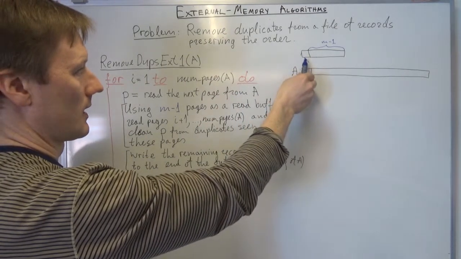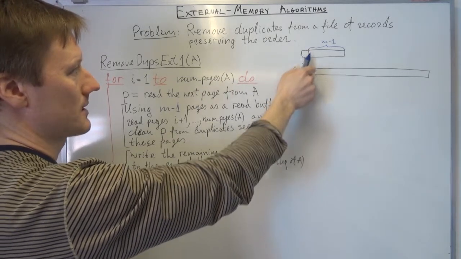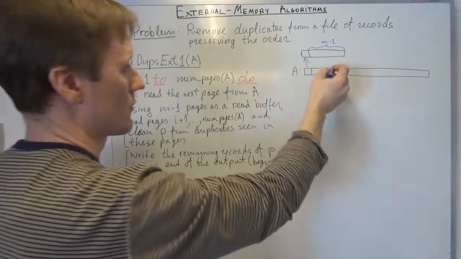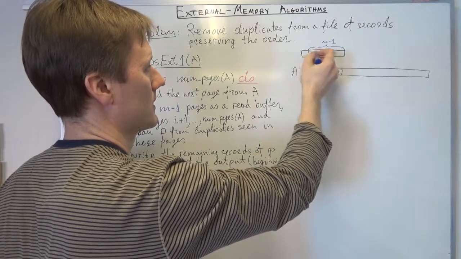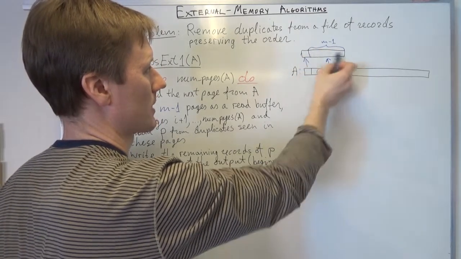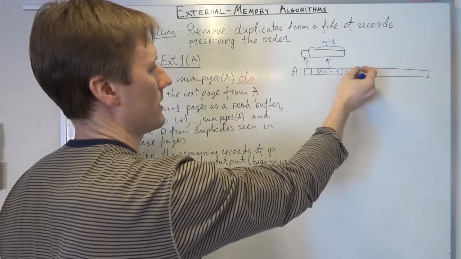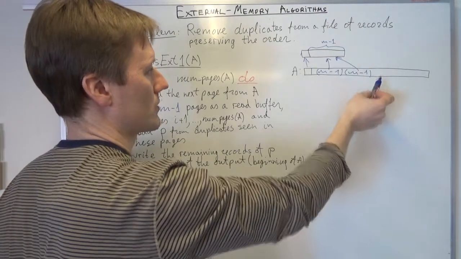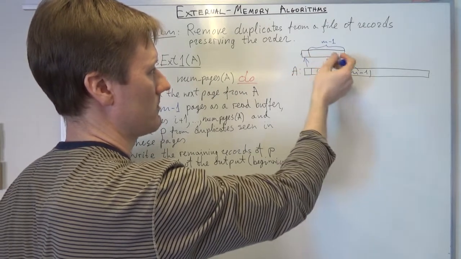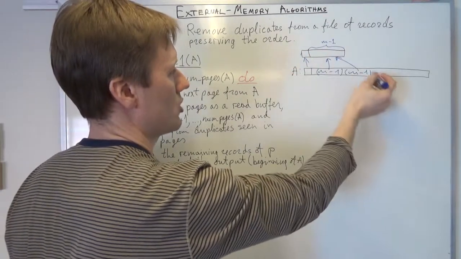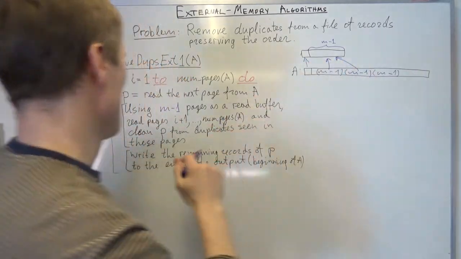and then clean this one page from all the duplicates that are seen in these pages. So first you read the next m-1 pages from the file. You clean this page from any duplicates that you see in these m-1 pages. Then you read the next m-1 pages into this read buffer and clean whatever duplicates that may be in that one page, and so on until you read to the end of the file.